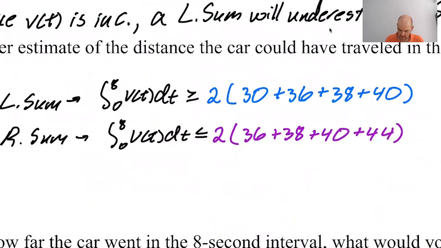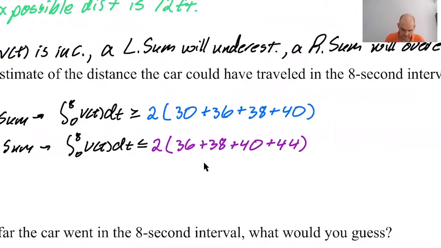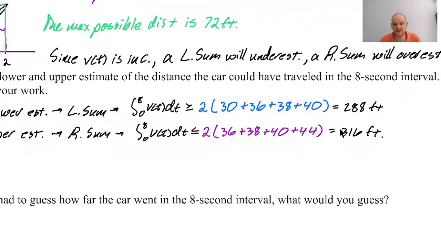Should I switch to the calculator, or should I just do it and you'll take my word for it? Do it and take my word for it. All right, 2 times 30 plus 36 plus 38 plus 40. That's 288. And then for the other one, I'm going to kick out 30 and put in 44. That's 316. So this is 288 feet, and this is 316 feet. So that's my left estimate and my right estimate, my complete underestimate and my complete overestimate.